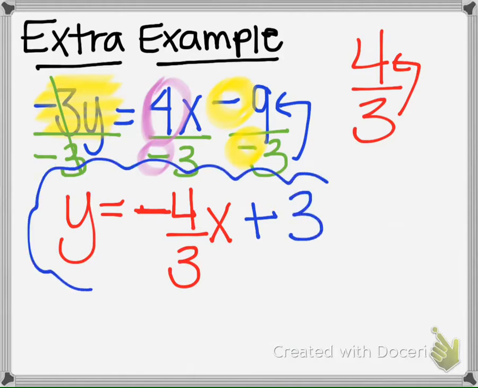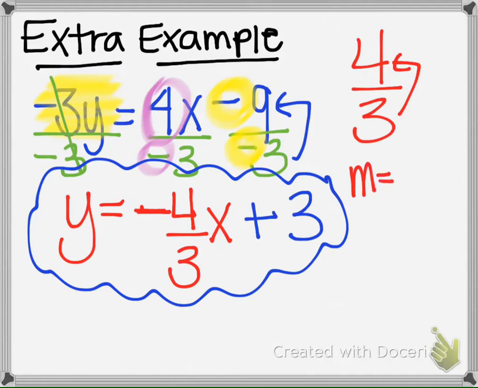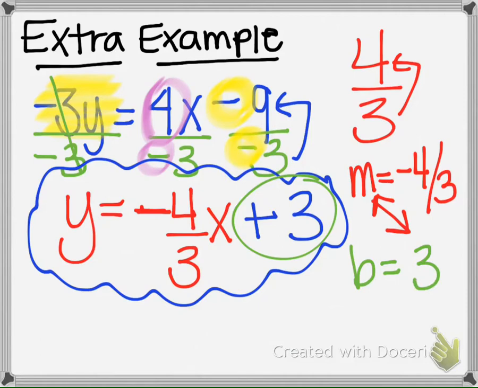So now that we have our equation in slope-intercept form, our m, our slope, is -4/3, so that's going to tell us that the line goes down. And then our b value is +3. And that tells us the line is going to cross the graph at 0, 3.